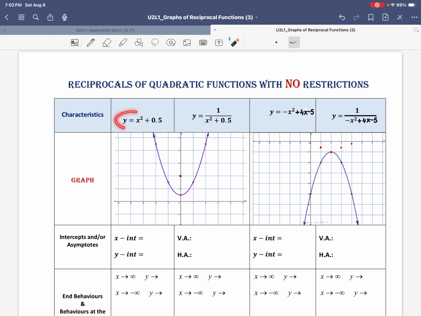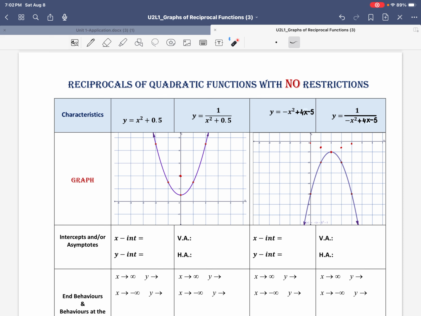So we have the function y equals x squared plus 0.5, and we want to build the graph of the reciprocal, 1 over x squared plus 0.5. So I've drawn the graph of y equals x squared plus 0.5, and we're going to build together the reciprocal. Now, as you can see in here, this function has no x-intercept. So what that means is the y values will never become 0 no matter what x is. So that means that the graph will not have any vertical asymptotes.